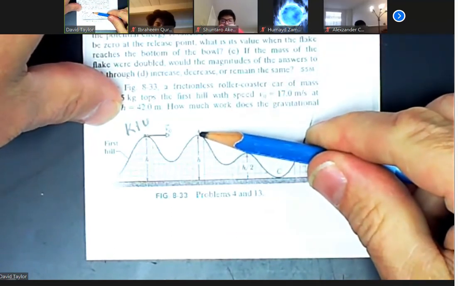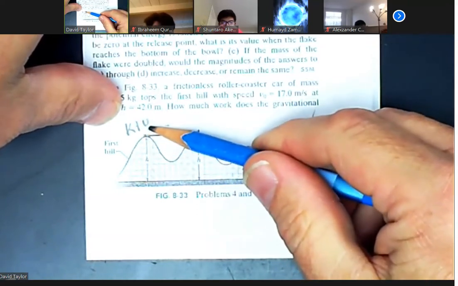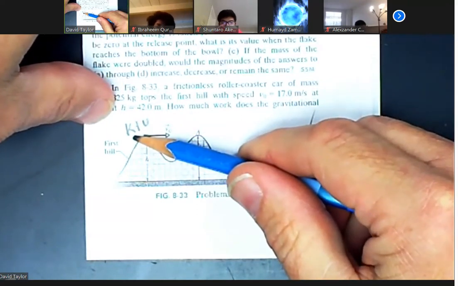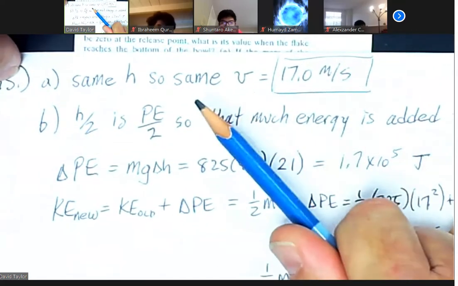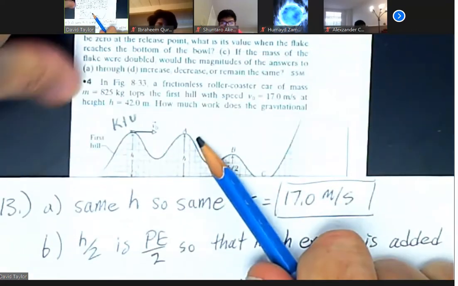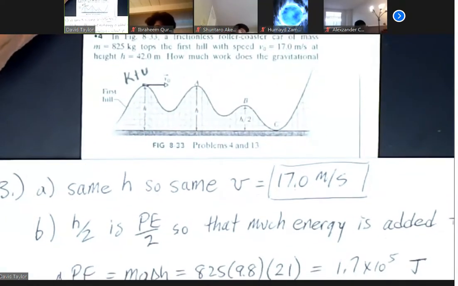So that means when I get to point A, because it's the same height, I have the same amount of U, so I'm going to have the same amount of K. So that means for part A, the velocity at point A will be the same as it was at the beginning, and that's 17 meters per second.